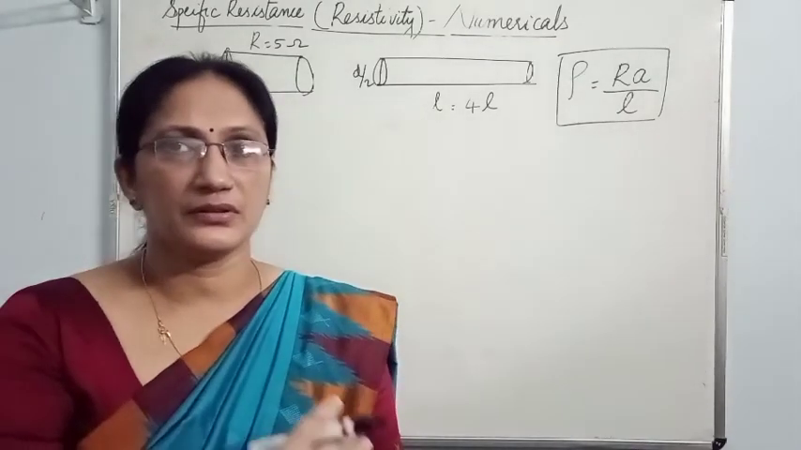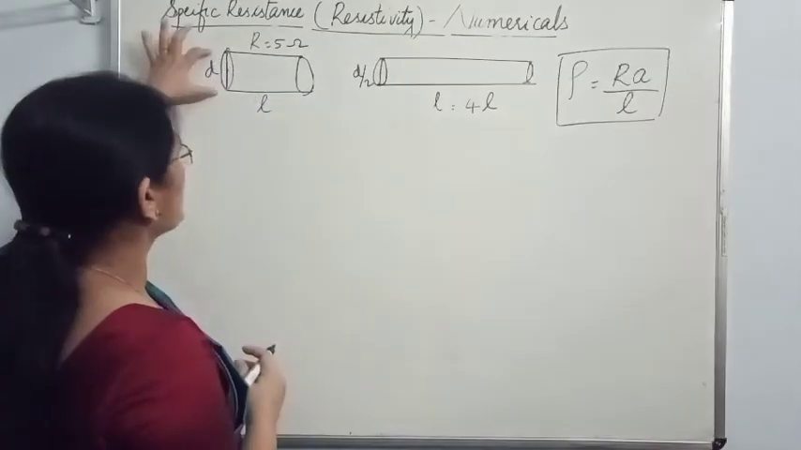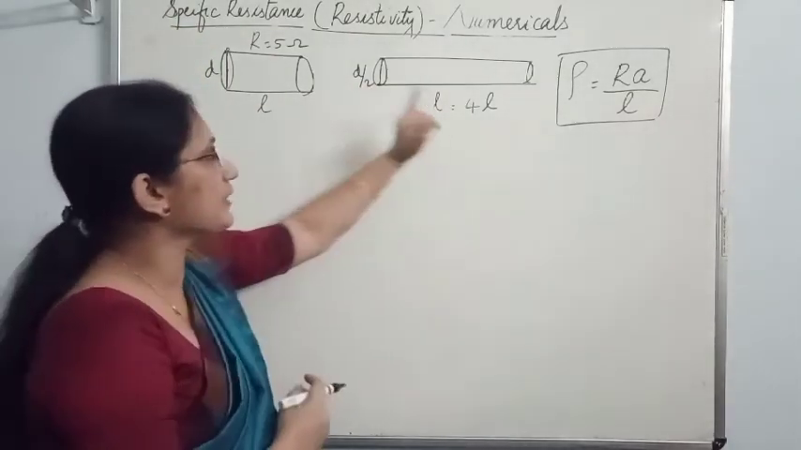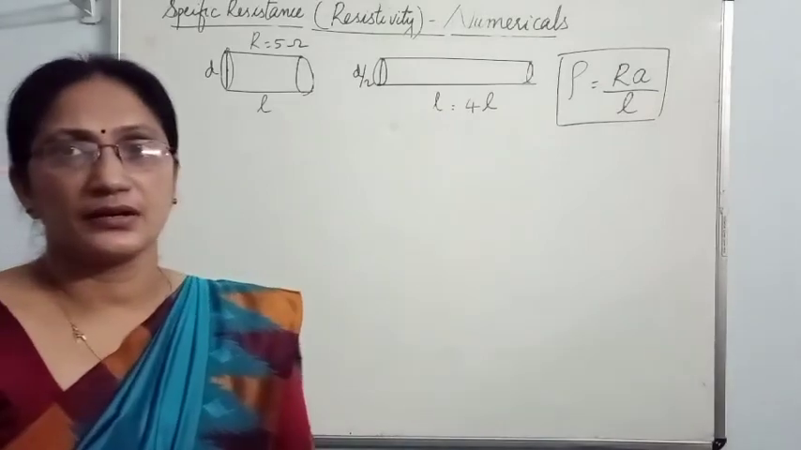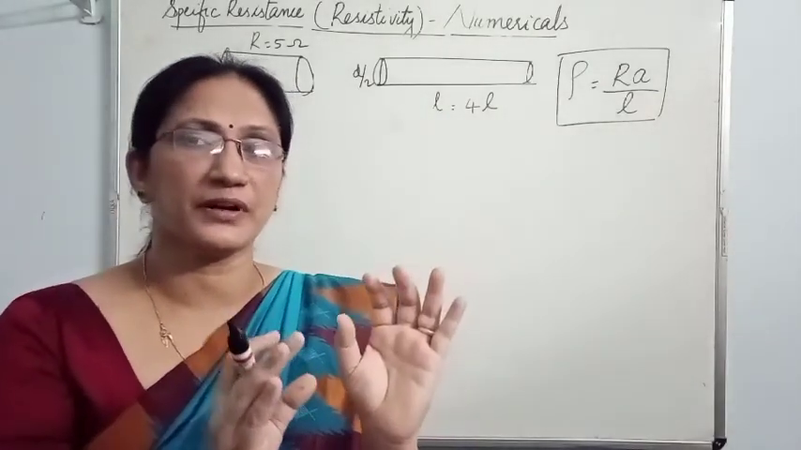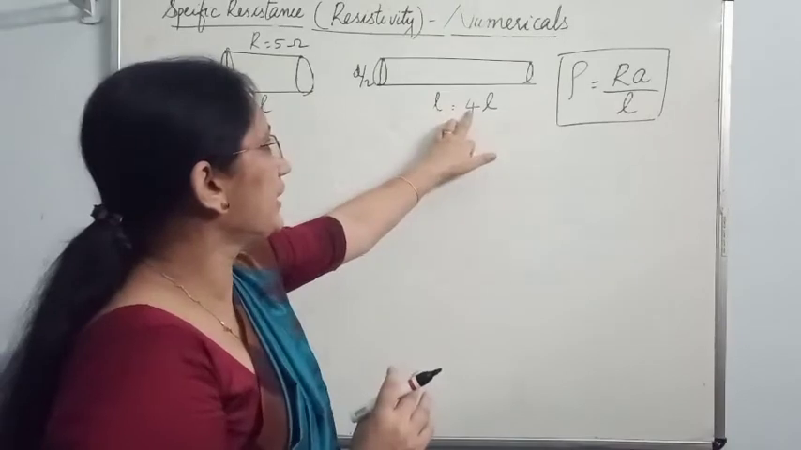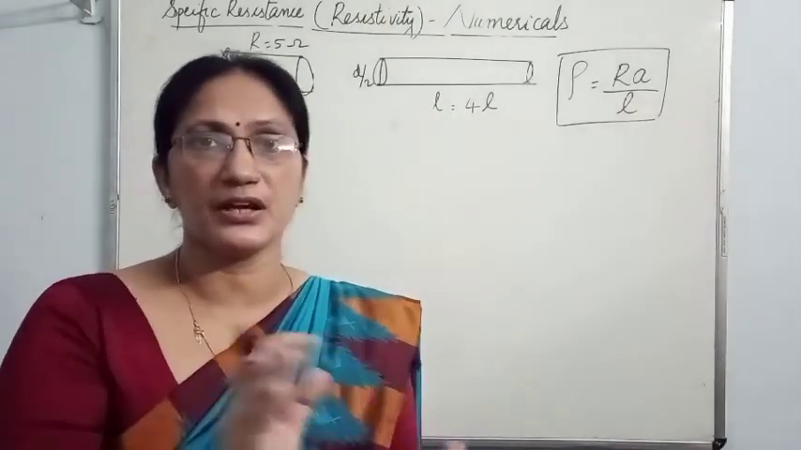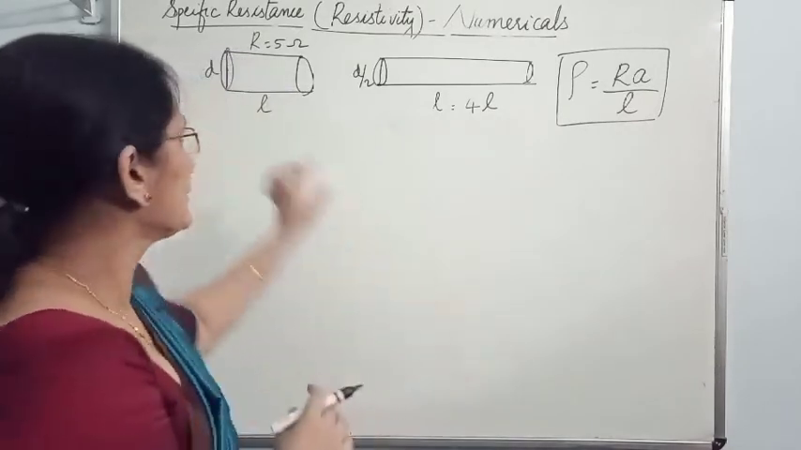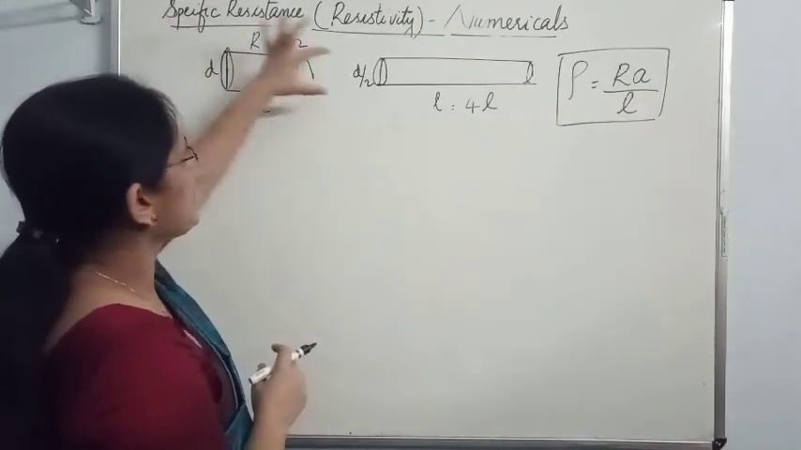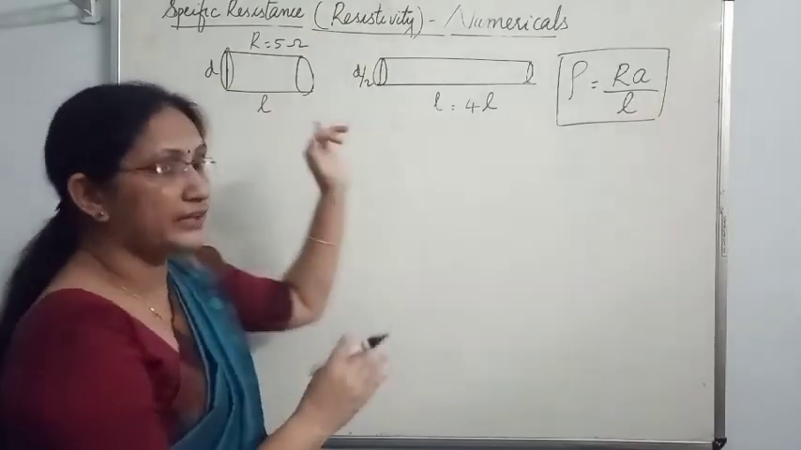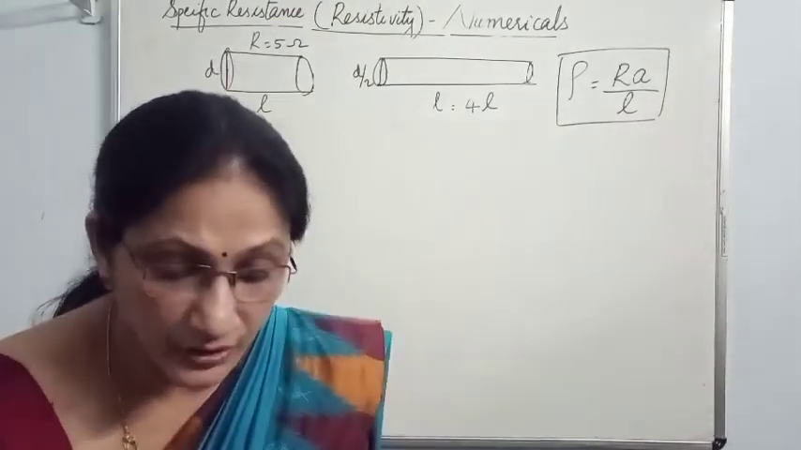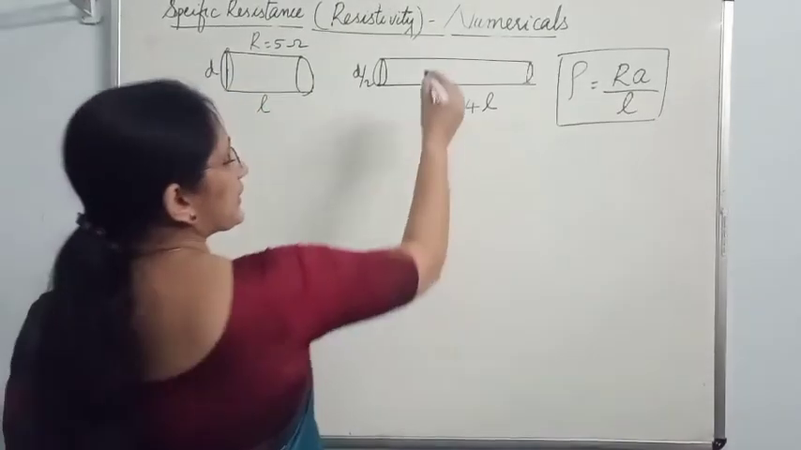Okay. If the diameter of the wire after stretching becomes half, it means the length becomes 4 times. Those who are interested, you may find out how this relation came, how the final length became 4 times the initial length by equalizing the volume. So this is the concept. When diameter becomes half, the length should increase 4 times. Then you are asked to find out what is the resistance of this wire after stretching.